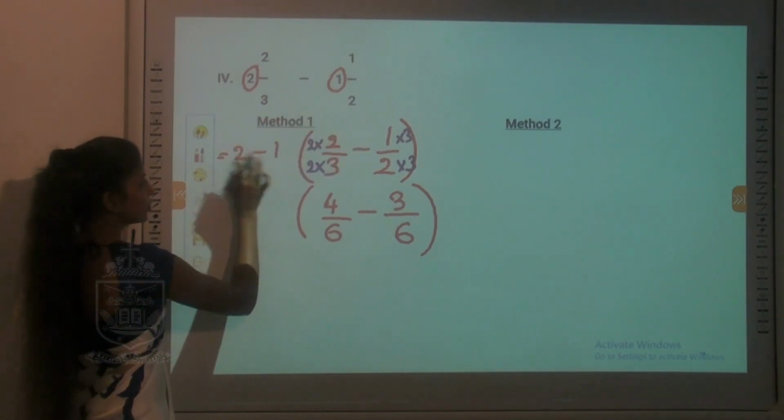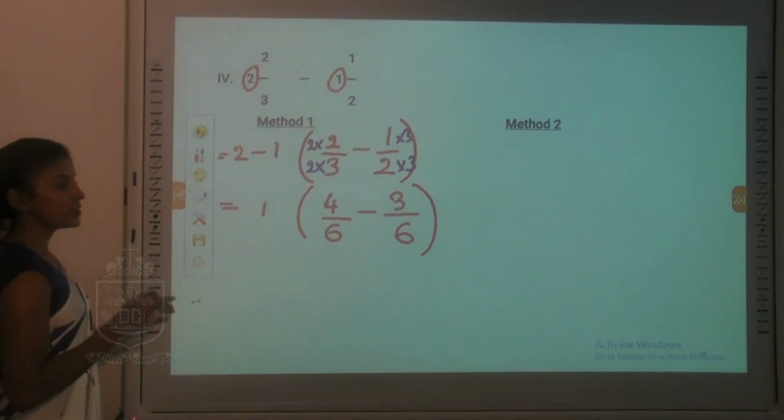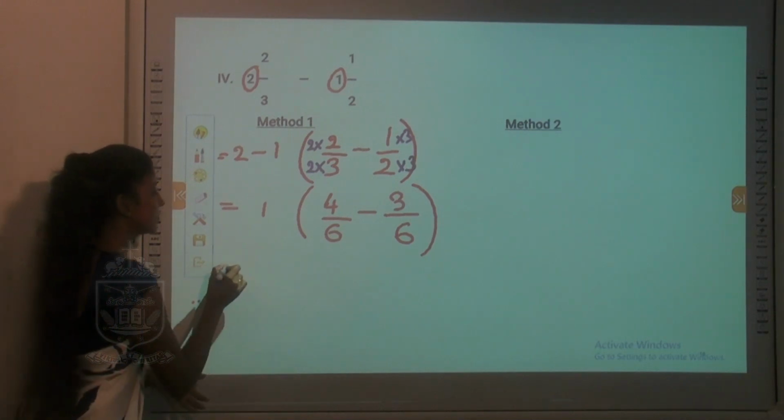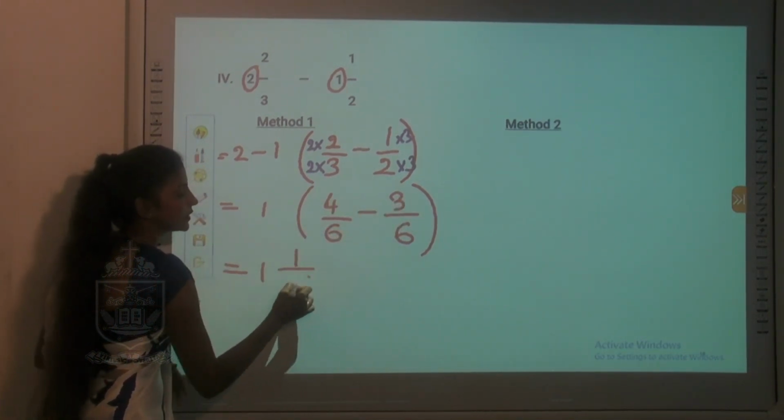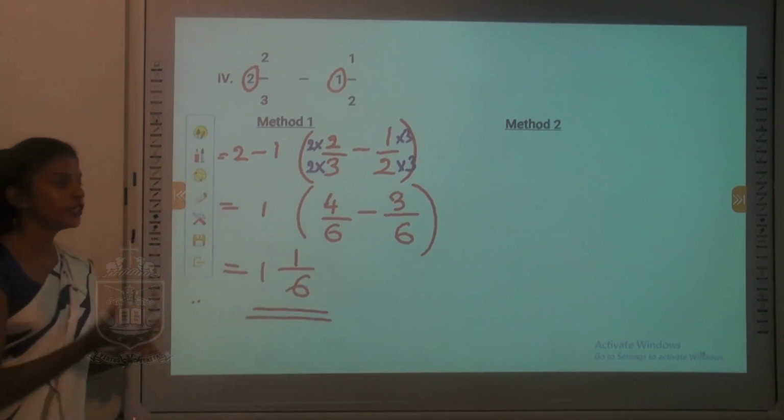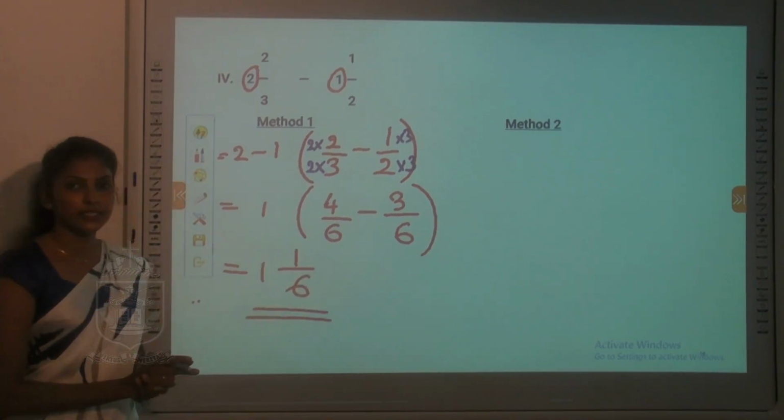Right, here 2 minus 1, the answer is 1. So now the denominators are common. So let's subtract. 4 minus 3, the answer is 1, and denominator 6. So this is the way. Even if you do it in the second method also, you will get the same answer.